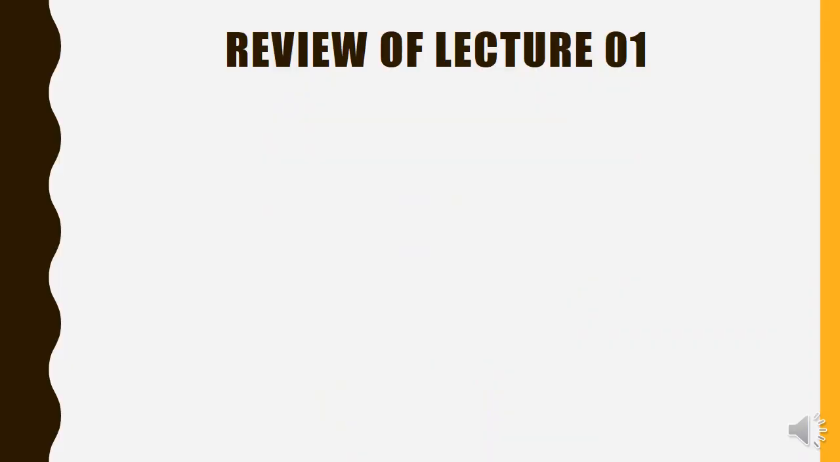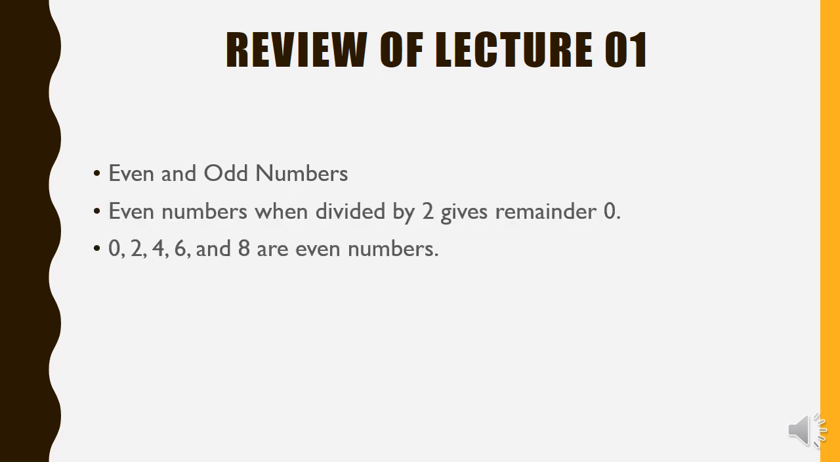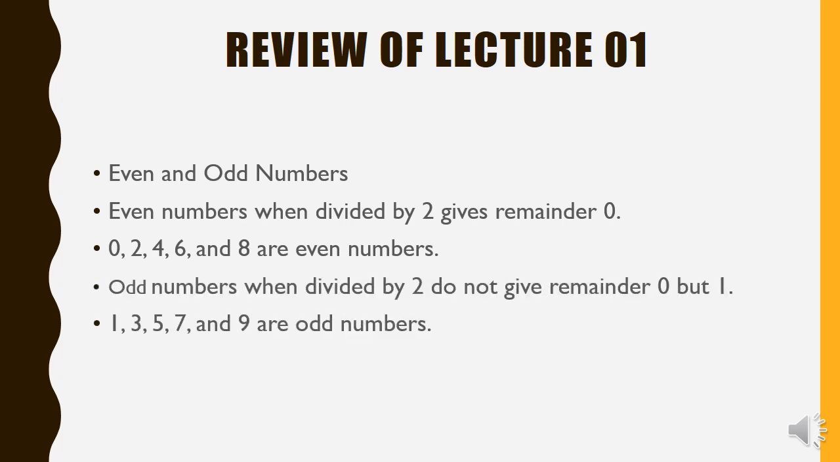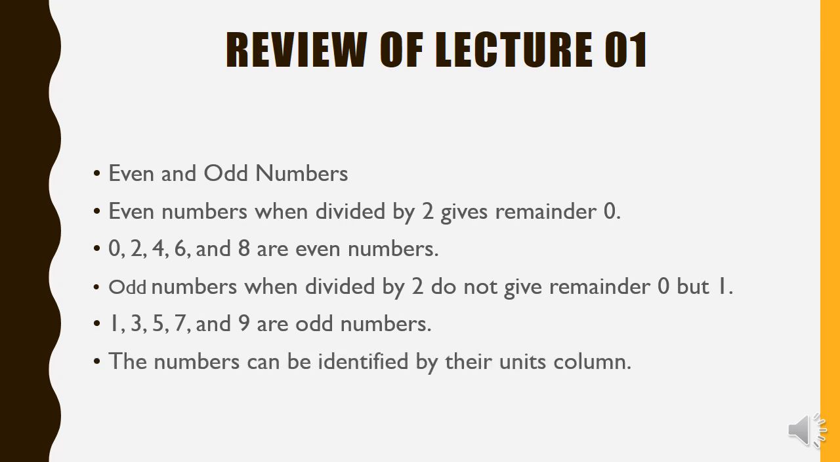Let's have a quick review of lecture 1. In lecture 1, we studied even and odd numbers. Even numbers are the numbers that leave no remainder when divided by 2. 0, 2, 4, 6 and 8 are all even numbers. Whereas the odd numbers are the numbers that leave remainder 1 when divided by 2. 1, 3, 5, 7 and 9 are all odd numbers. The numbers can be identified by their units column.